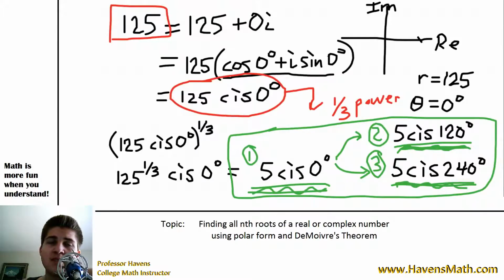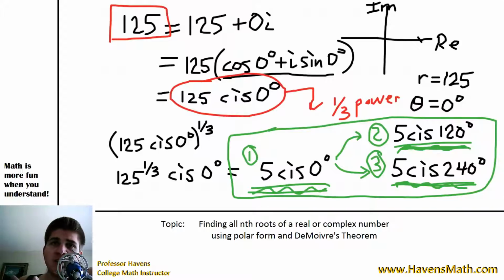Because if we cube this using DeMoivre's theorem, we get 5 cubed is 125, CIS 240 to the third power. Well, 240 we'd multiply by 3, so that would give us 720, which again is the same position as 360 and 0. So 125 CIS 0 would be coterminal with 720, and so that would also be exactly the same, 125. So in essence, that's how it works.